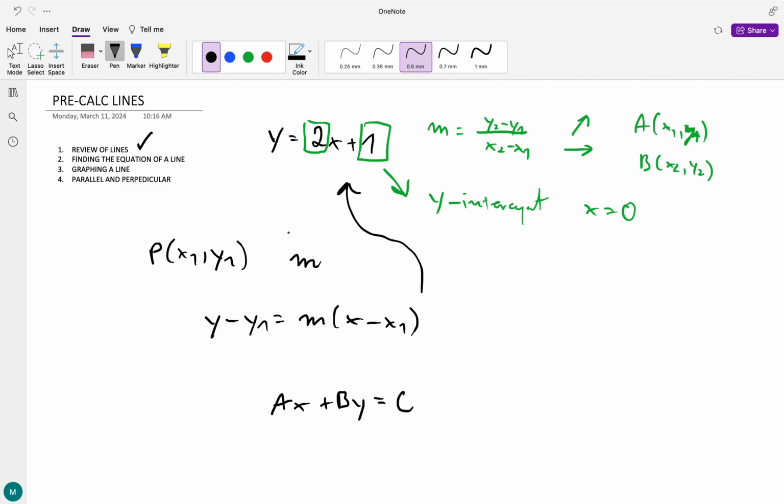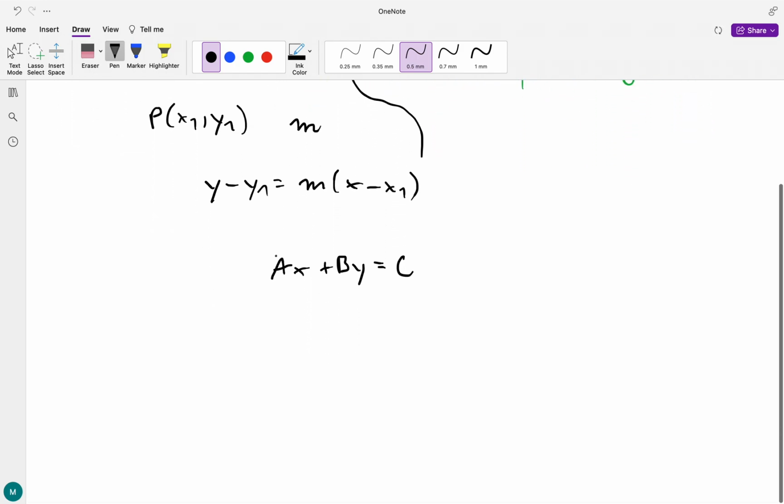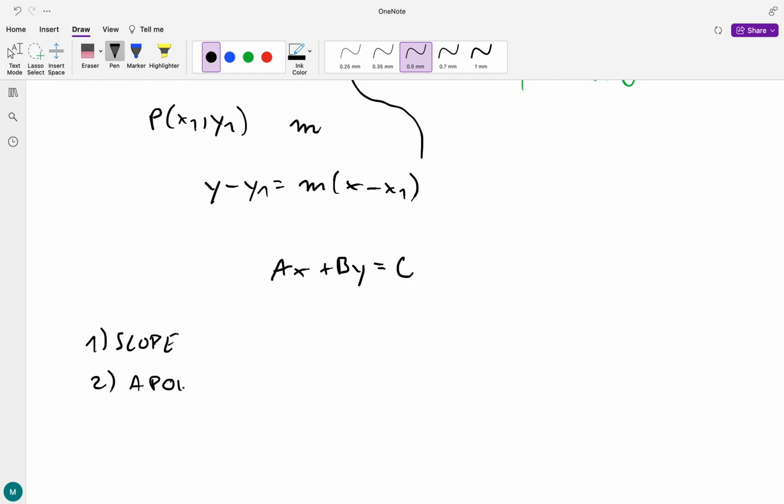Okay, so we got that out of the way. Why don't we start working with finding the equation of a line? In order to find an equation of a line, we need two things. Number one is the slope. And number two is a point, or preferably 2 points. We can either be provided with the slope, so we can have a specific m equal to a number, let's say 2, like in the previous case.